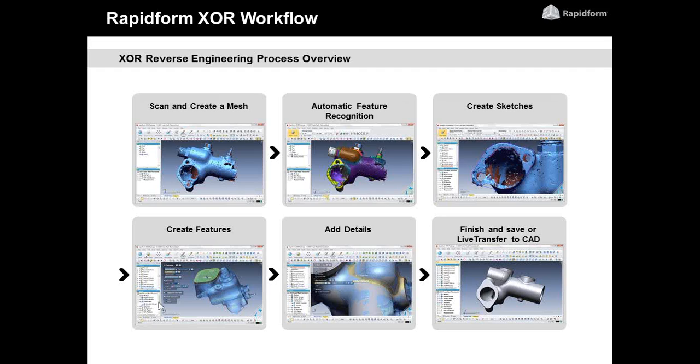Just like in another CAD software, you can go ahead and create your features piece by piece, and then add details, fillets, chamfers, small little features, till finally you have your finished CAD. Once you have that, you can go ahead and live transfer it to the CAD system of your choice, whether it be Creo, SolidWorks, or NX. Of course, you can also export it as one of the universal file types like IGES or STEP.